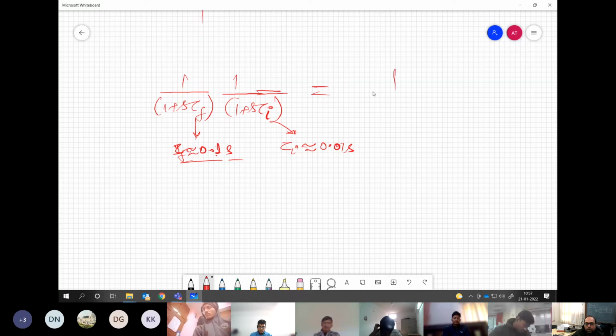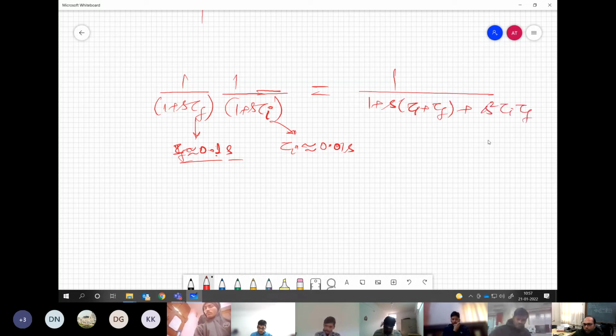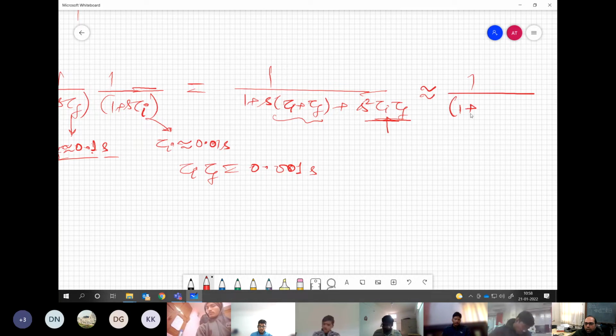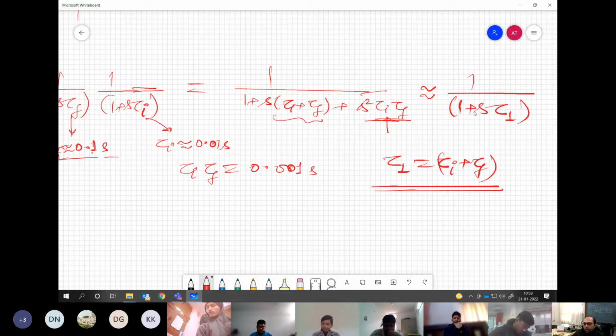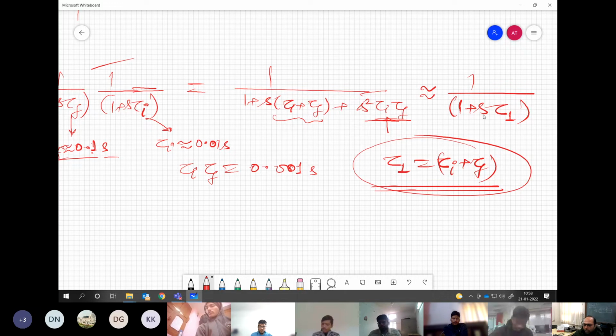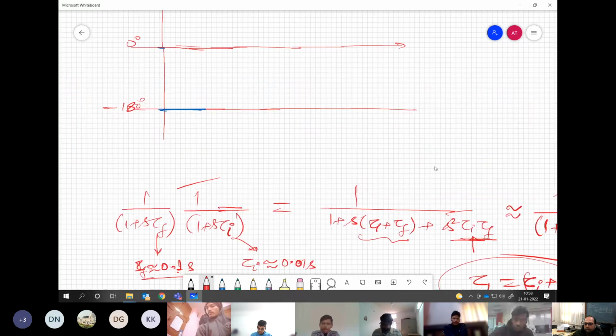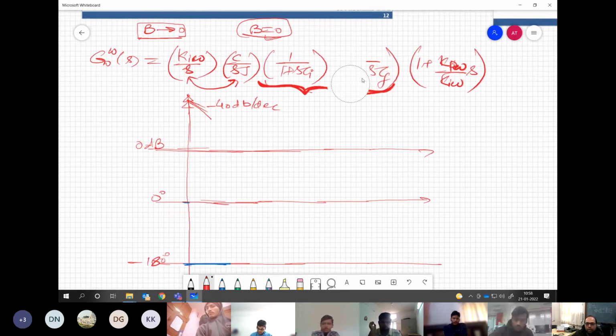So now, if you combine these terms together, we have s into tau I plus tau f plus s square into tau I into tau f. So what is happening over here? The product term tau I into tau f will be of the order of 0.001, which is 1 millisecond. Very, very small compared to the other term. So we can ignore this product term and write this as 1 plus s tau 1, where tau 1 is basically nothing but tau I plus tau f. So this is one approximation we can have. These two poles are effectively combined into a common pole, because everything we are talking about here is far from the corner frequency which is at the origin. So now I will write the term over here. This simplifies a little bit.